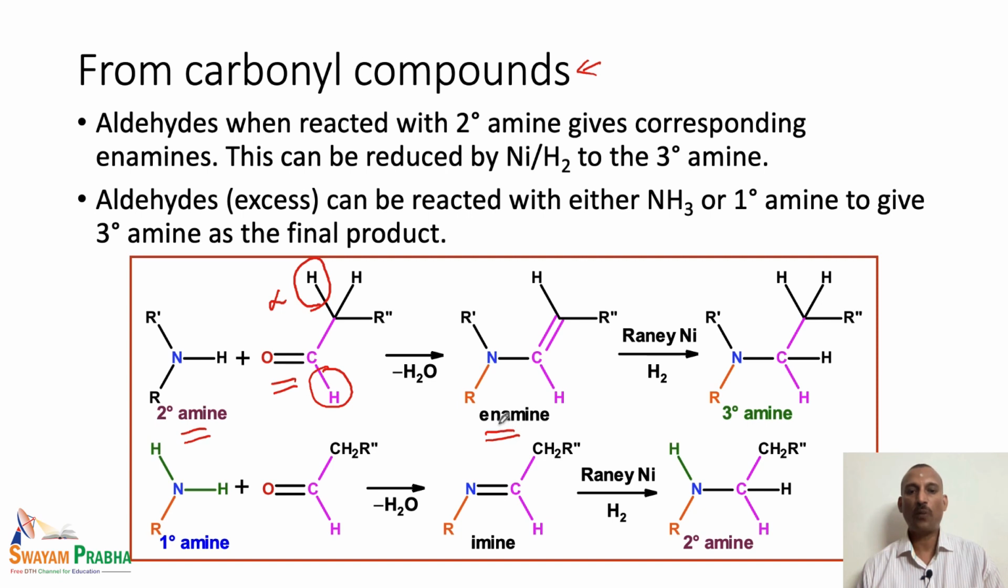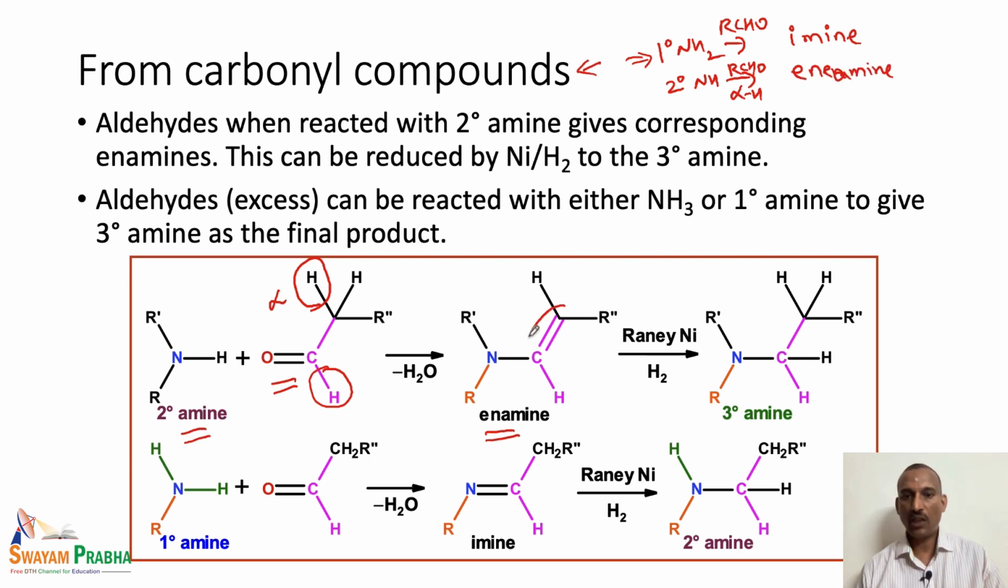we end up with enamine formation. If we use a primary amine and an aldehyde compound, we end up with an imine. If we use a secondary amine with an aldehyde containing an alpha hydrogen atom, we end up with an enamine. We have an ene unit, that is the double bond, present here, and an amine unit present here. So, both the ene and the amine are present in this molecule, and this is called the enamine derivative.